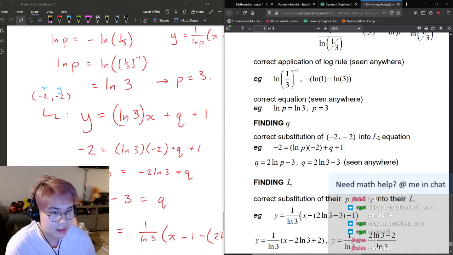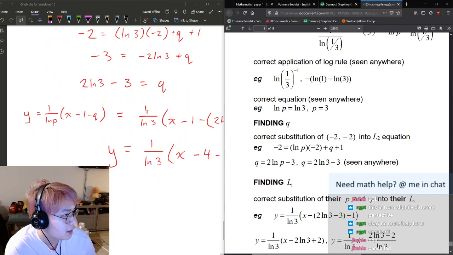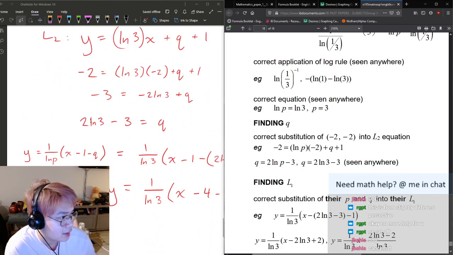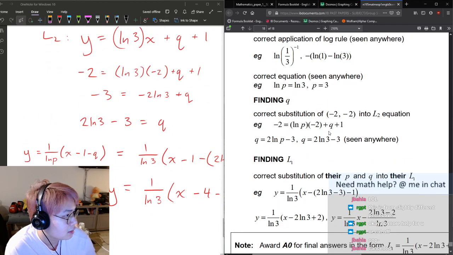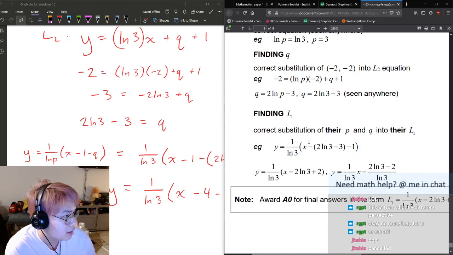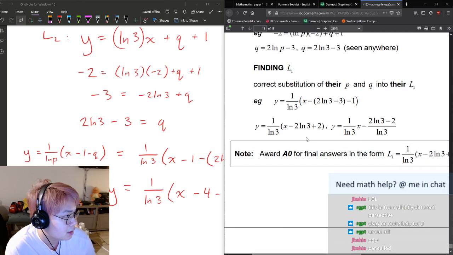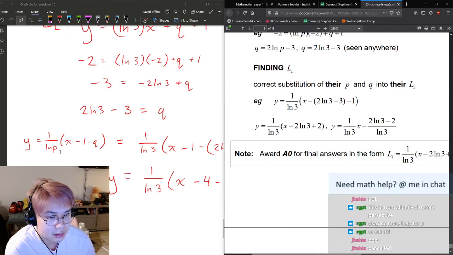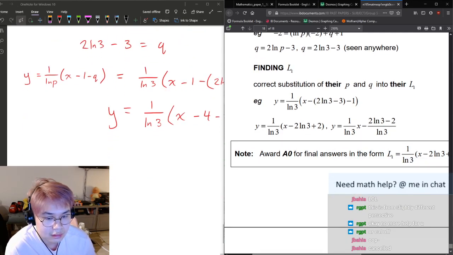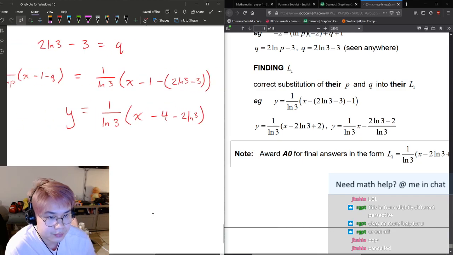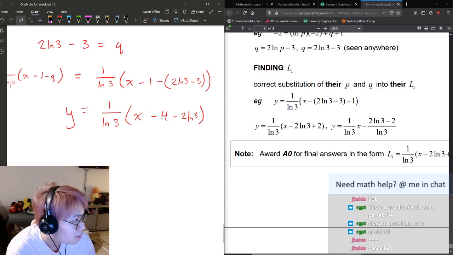And then let's see. Then we tried to find P, and I said it was 3, and they say it's 3. And then we try to find Q, and I said it was this thing, and they also say it's the same thing. So then they do a substitution, and then they end up here. And we also end up in the same spot, I think.